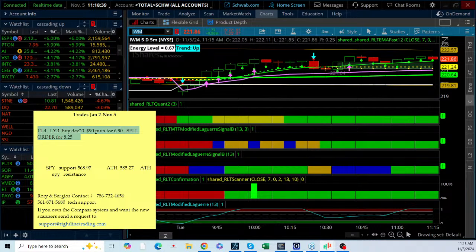Watching LYB, just kind of chopping around. We're short that from yesterday. NVIDIA up nicely today, about 2.5%. Again, the IWM just pulled back a little bit.